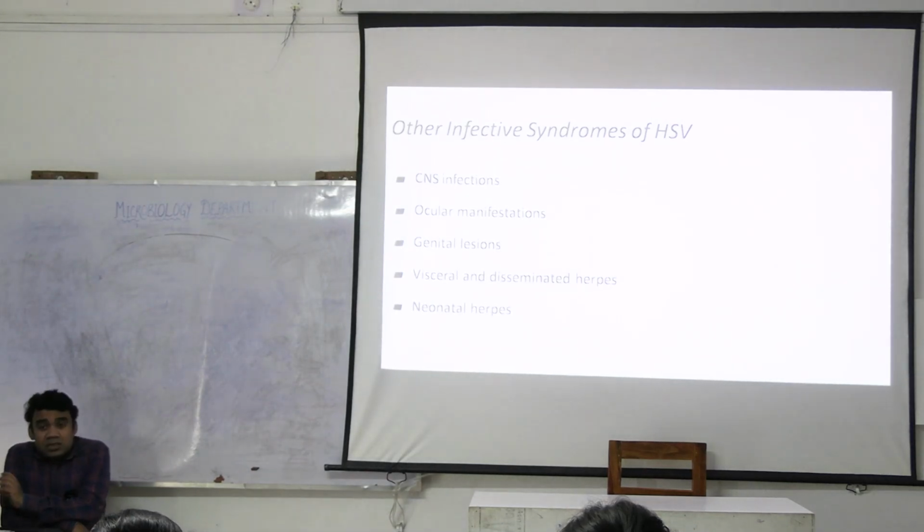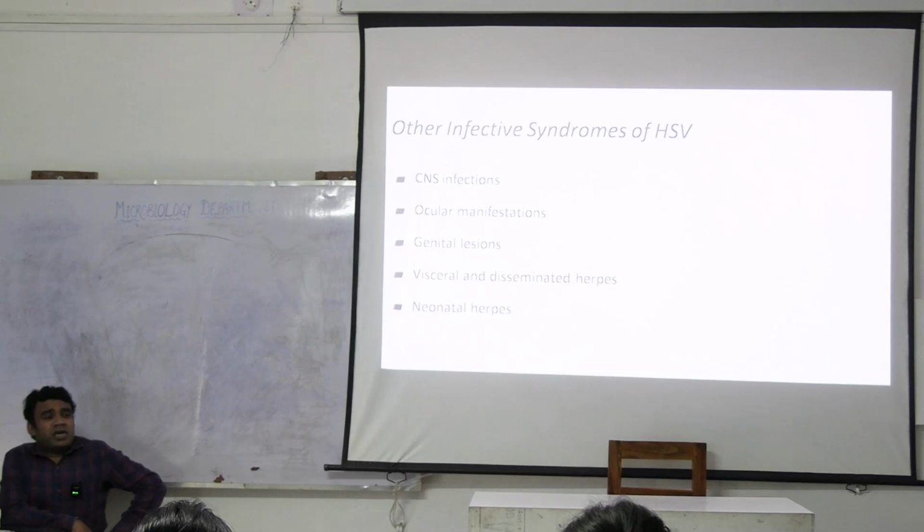And sometimes these lesions can also be seen all over the mucosal region, not only inside the mouth and the pharynx, but also inside the gastrointestinal tract, which can be observed through endoscopy or colonoscopy. That is called visceral herpes.